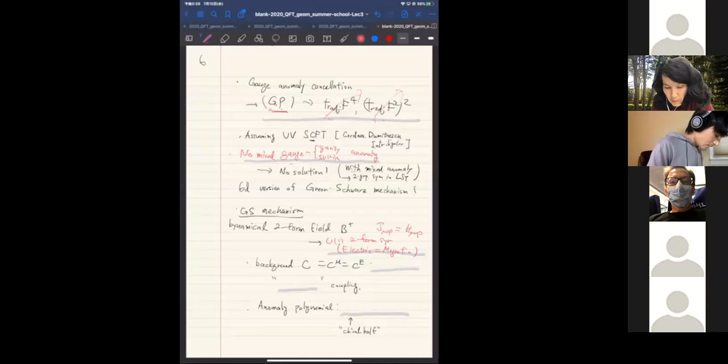If you write the background, so this is a two-form symmetry, so the background has to be locally a three-form. Formally it's like that. Although we don't have an easy Lagrangian to describe it, formally we write the H wedge C coupling. That's the coupling to the background.